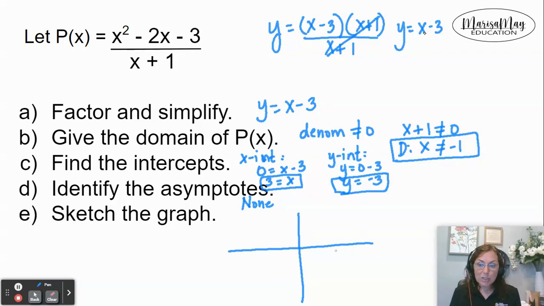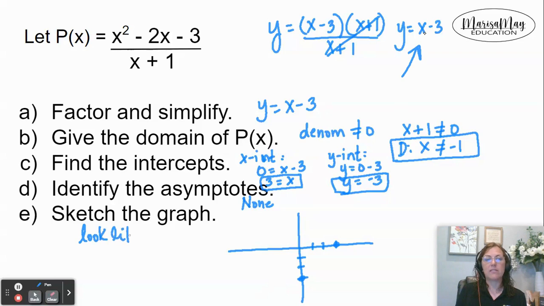So here's how we put this all together. We've got an x-intercept at 3. I'm going to go 1, 2, 3, just sketch it there. A y-intercept at negative 3, 1, 2, 3. There we go. And I know my graph is going to look like that simplified function. It's going to look like y equals x minus 3, except at one point. Remember, our domain cannot be x, cannot be negative 1.